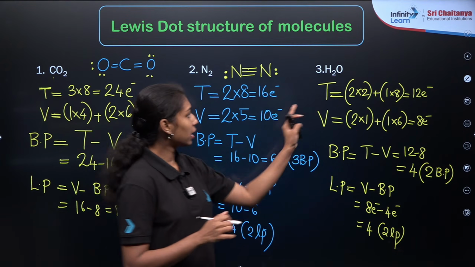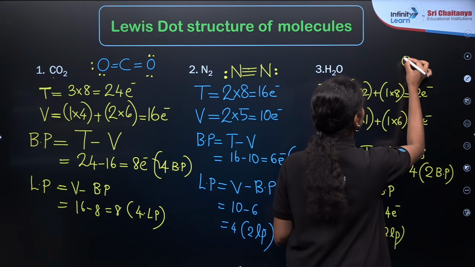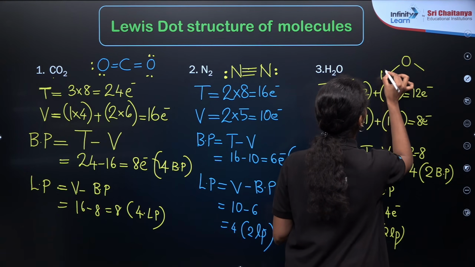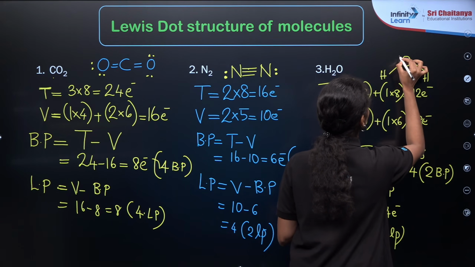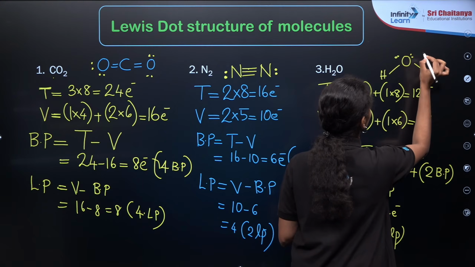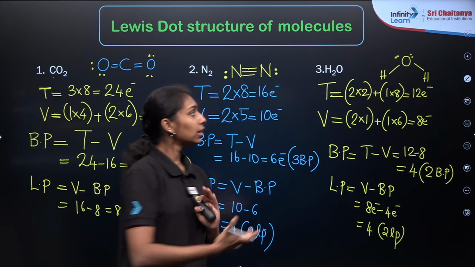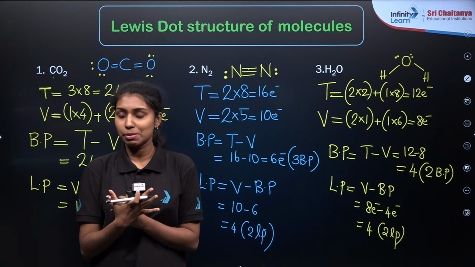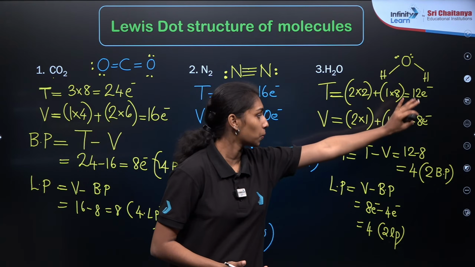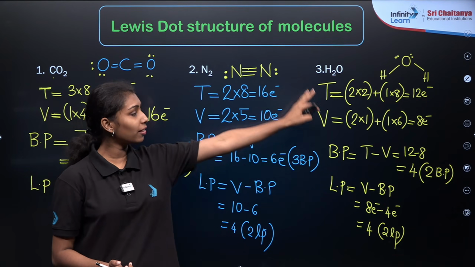Oxygen will be the central atom here. So oxygen has 2 bond pairs for the hydrogens, and the remaining 2 will be the lone pairs. So this will be the exact structure of the water molecule. While we are discussing the hybridization part, you will get an idea about the structure also. Is there any doubt regarding the water molecule?